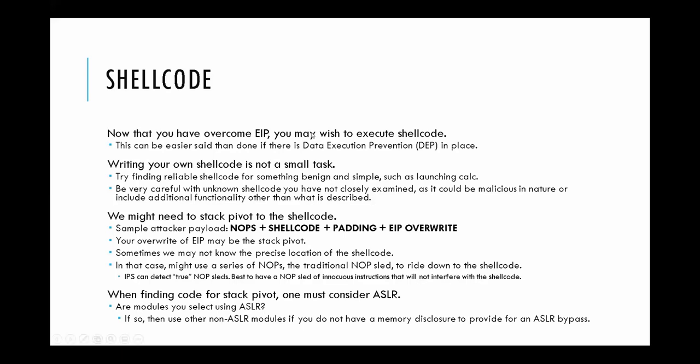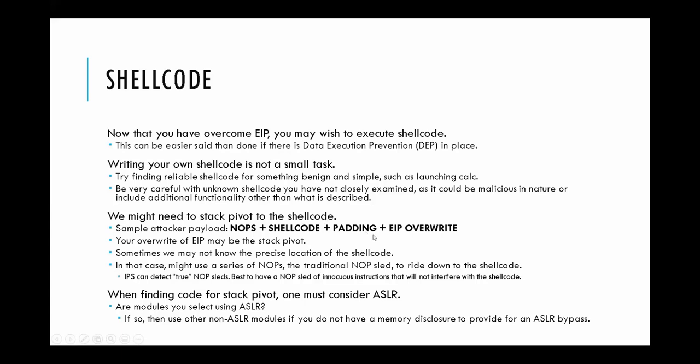As part of our payload, maybe we have our EIP overwrite over here. Maybe it leads to some other location where there's a stack pivot, or maybe it modifies the DEP permissions, and then we stack pivot over here to the shellcode, which has now been made executable. So now we can execute it.